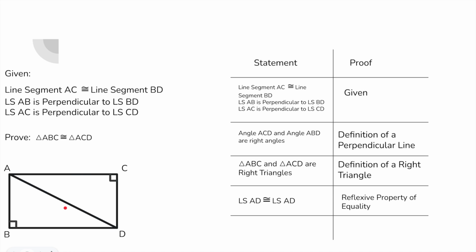Remember the four theorems we just talked about? Do any of them work with this triangle? Yes, one of them does. The hypotenuse leg theorem. We know that these two triangles are right triangles, and we know that the corresponding legs are congruent. So we can say that triangle ABC and triangle ACD are congruent through hypotenuse leg.